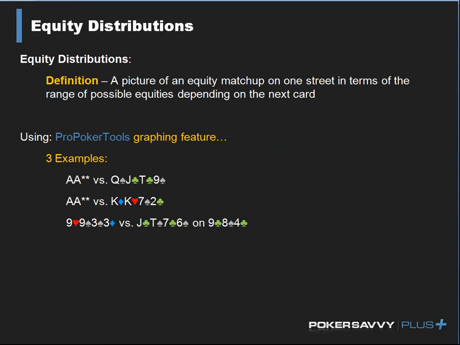Now we're going to talk about equity distributions, and for a minute we're going to get off of Pro Poker Tools, though we're going to go back to it, and talk on this slide in the PowerPoint presentation. The definition of an equity distribution is a picture of an equity matchup on one street in terms of the range of possible equities depending on the next card. So a pre-flop equity distribution, which is something we looked at a bit in the starting hand video. We're talking about polarized equity distribution versus smooth equity distribution.